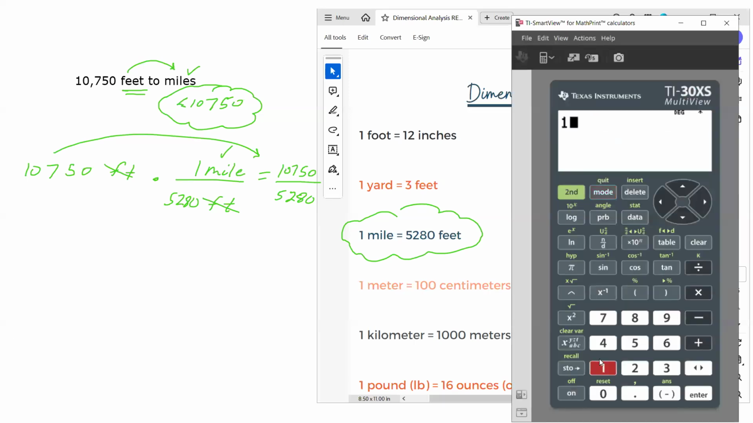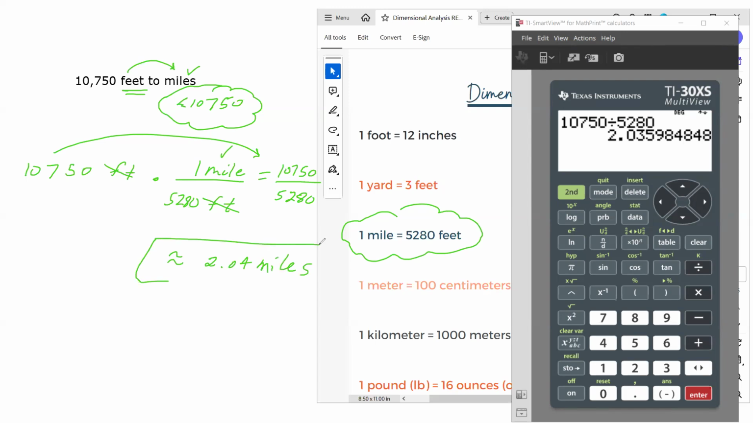So we've got 10,750 divided by 5,280. Yeah, it's just barely over 2 miles. So it's about 2.04 miles. All right. And that number makes sense. We said it should be less than 10,000. We actually knew it would be like 2 to 3, somewhere in there.